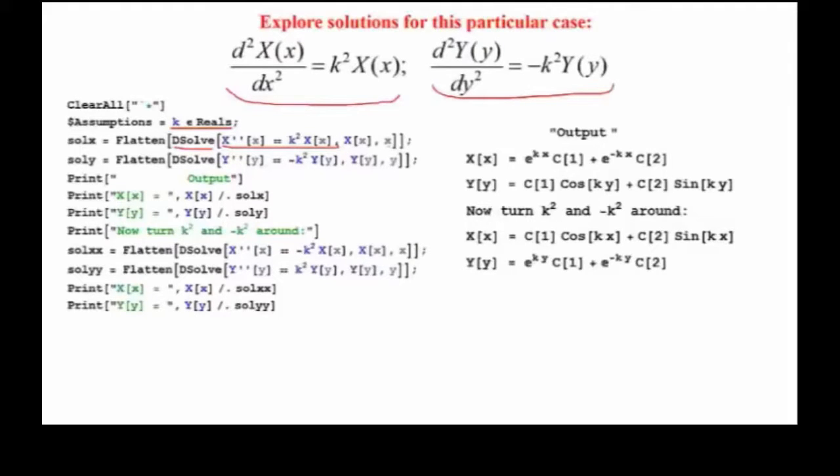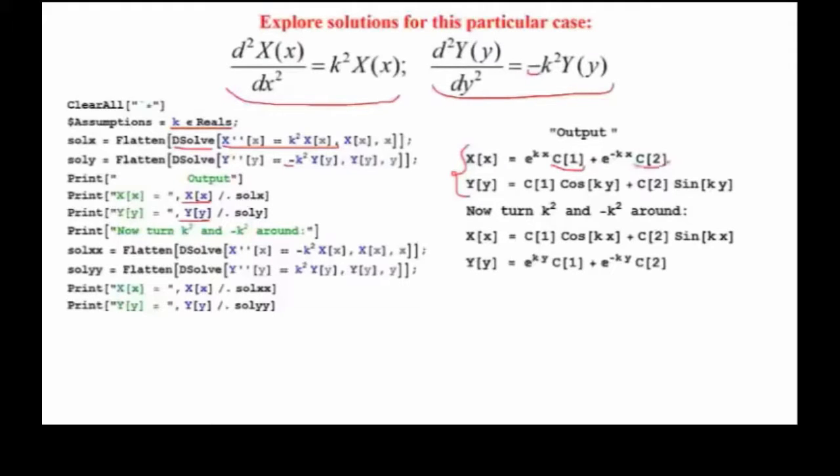The same goes for Y, except now we have the minus sign corresponding to this minus sign. These are fancy printing outputs. It's going to print the X solution and the Y solution for that choice of k squared and minus k squared. And that's these two results here. For a plus k squared for the X equation, we get e to the kx times a constant plus e to the minus kx times another constant.